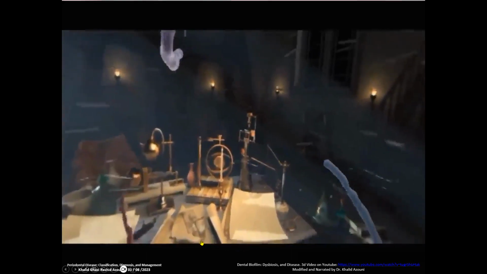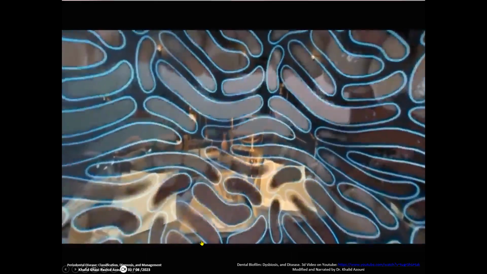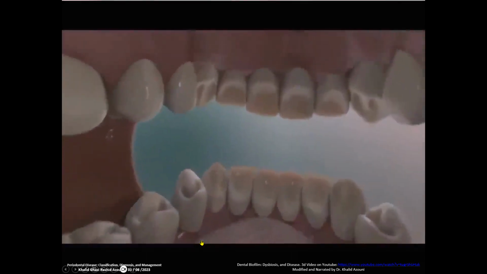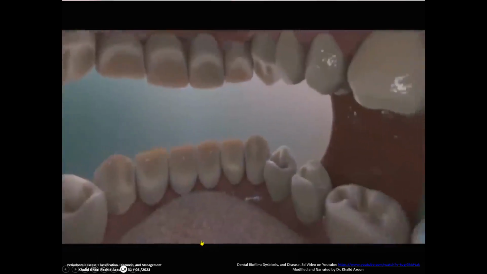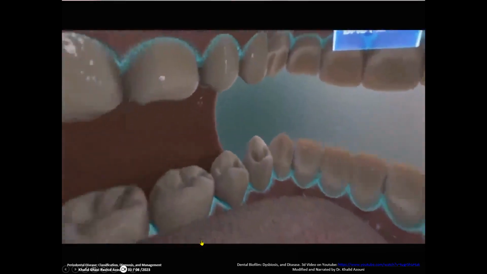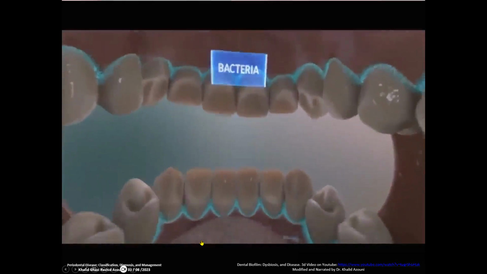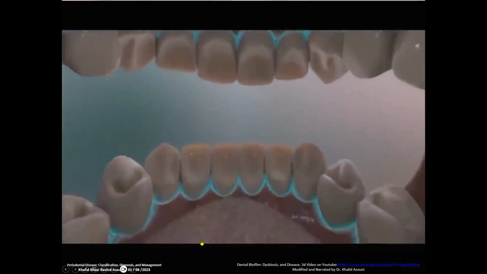in dental disease. Now, let's take a tour in the mouth. No matter what we do, there will be plenty of bacteria in the mouth. In fact, we can't and shouldn't have a bacteria-free oral cavity. Good oral health is about controlling the bacteria that is present in dental plaque.